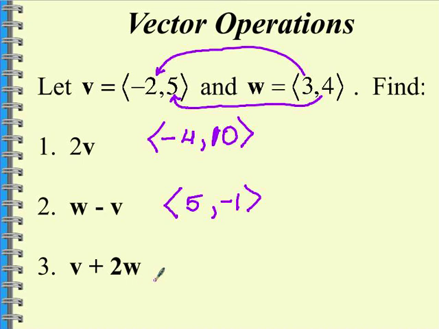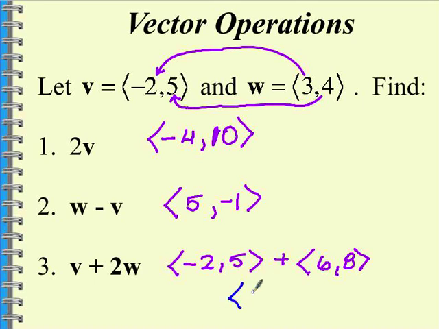And then v plus 2w. You already know that v is -2, 5, right? Okay. What is 2w? 6, 8. So now to find the answer, I'm going to go ahead and just add components together, and I get 13. And there you go. So pretty straightforward.